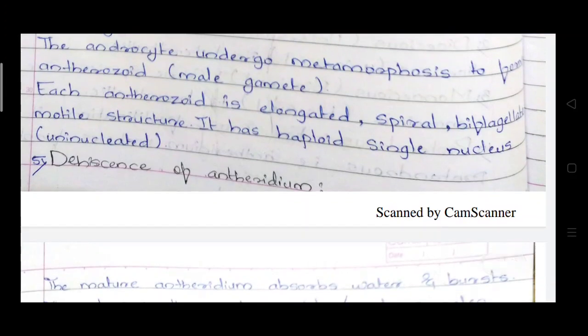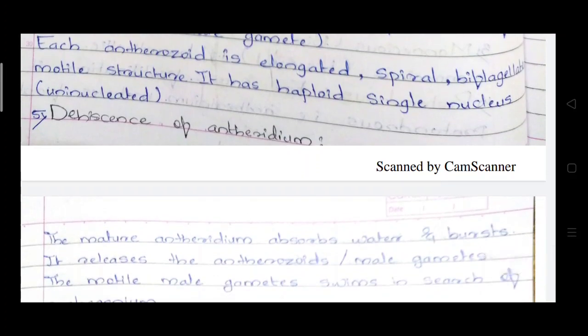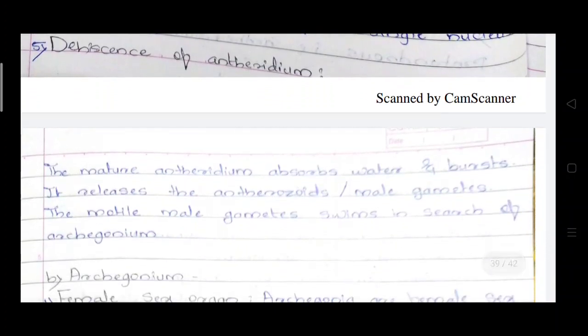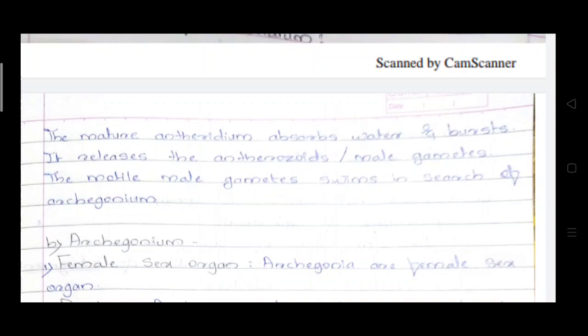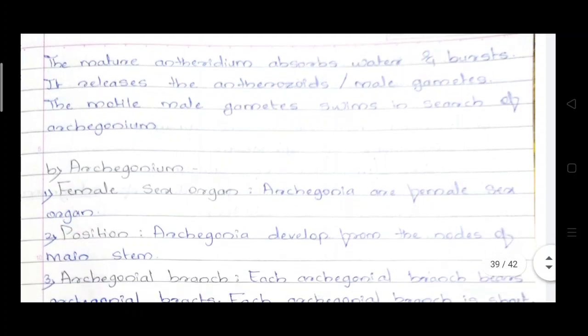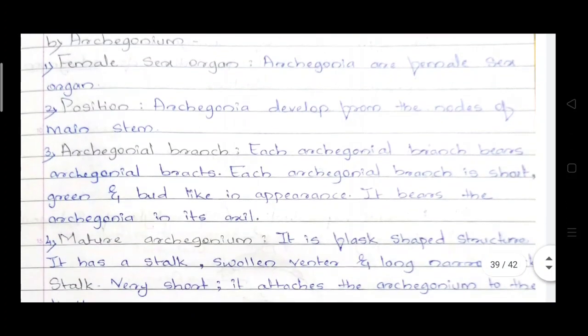These antherozoids are nothing but the male gametes. They are elongated, spiral and biflagellated motile structures, and they are haploid, containing a single nucleus. When the antheridium matures, it absorbs water and bursts. After the bursting of the antheridium, the antherozoids, or male gametes, are liberated and swim in water in search of the archegonium.